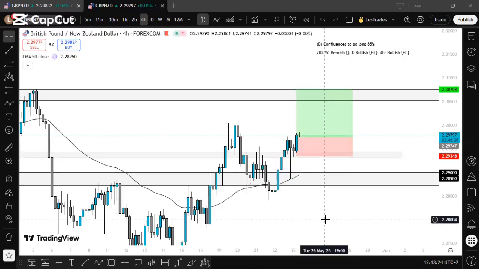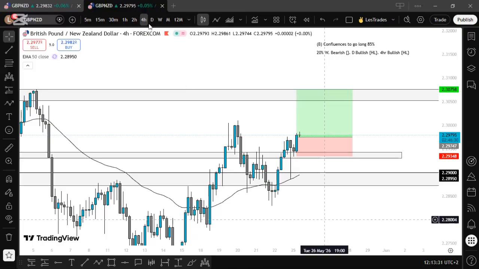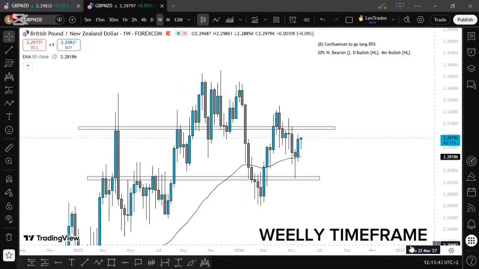So yeah, guys, this is the setup that I actually wanted to show you, right? GBP and ZD, bro. Let's go back to the weekly. Let's not waste any time. Let's just go back to the weekly. The weekly, obviously, we can see that we're currently bearish, right?